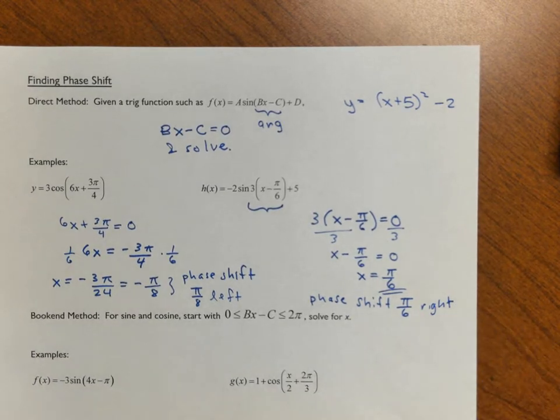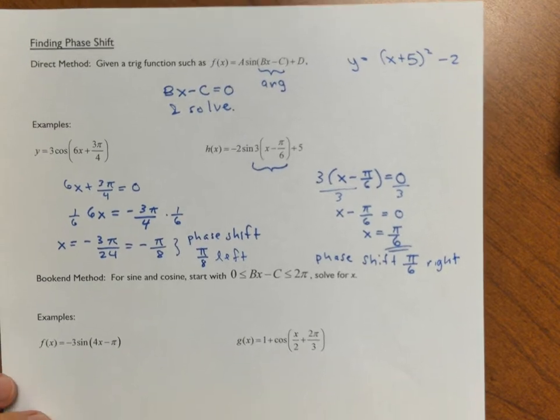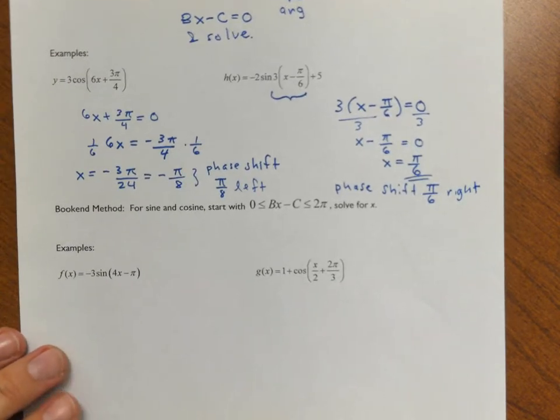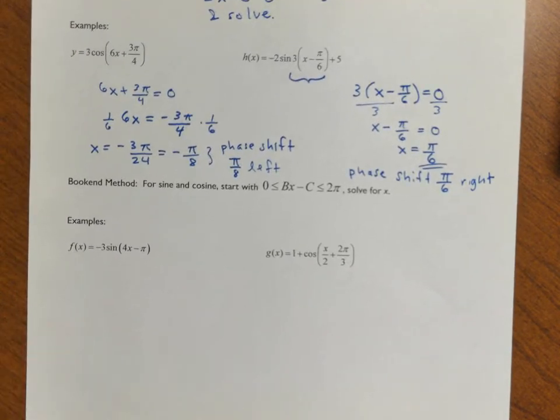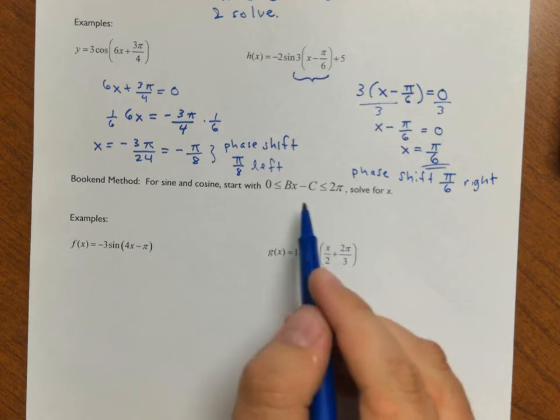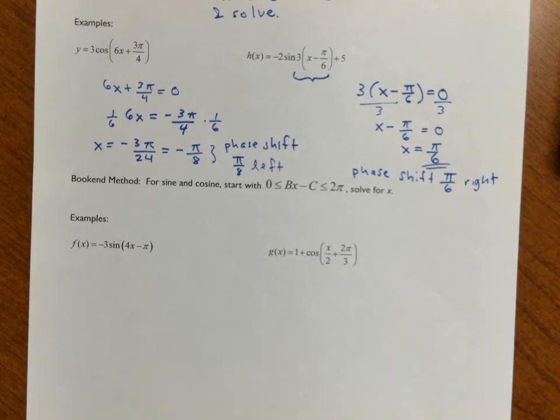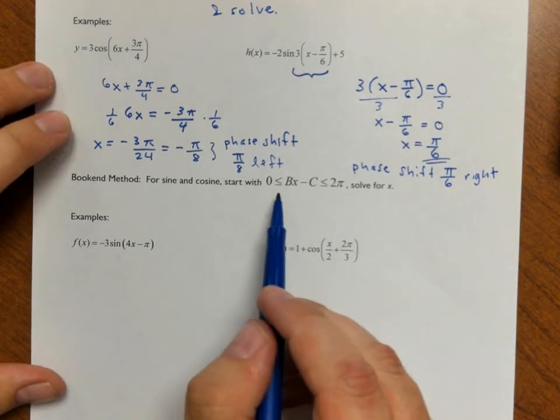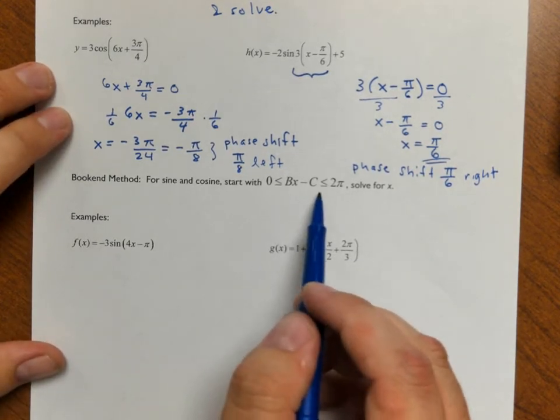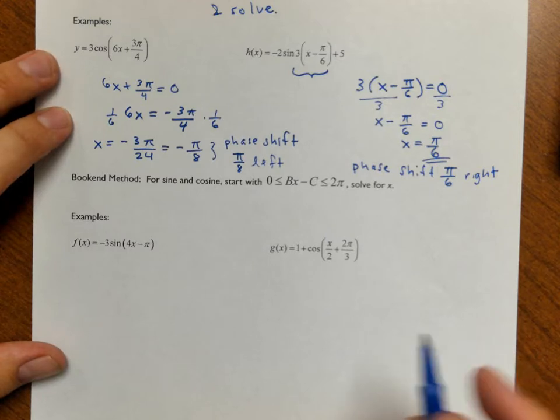So this is a direct method of finding the phase shift, and it works pretty well. But there's this other method that I do want you to know that is very useful when it comes to graphing. And this is called the bookend method. The bookend method will change a little bit if you use a different function, but for sine and cosine you will always start by taking the argument and writing an inequality where that is between 0 and 2 pi. 0 less than or equal to bx minus c less than or equal to 2 pi.